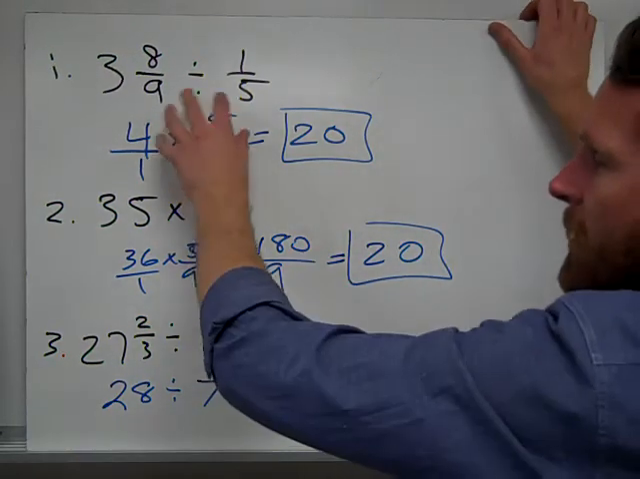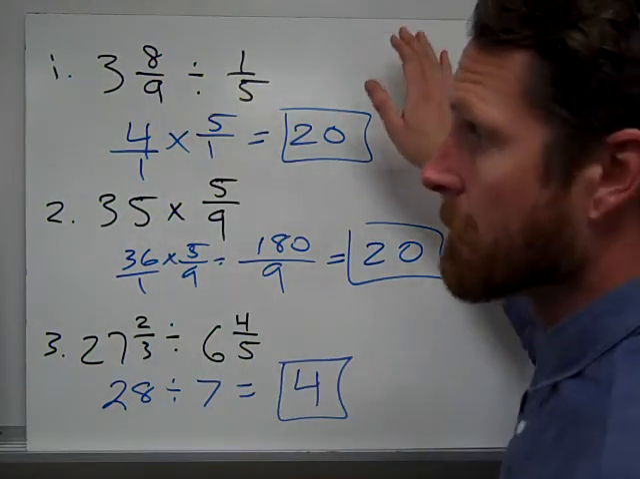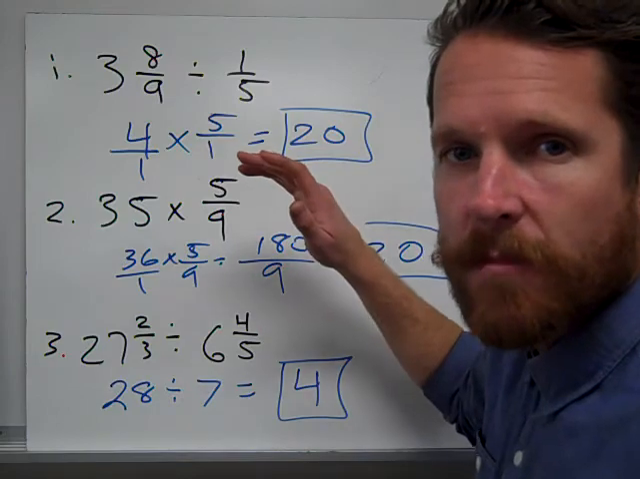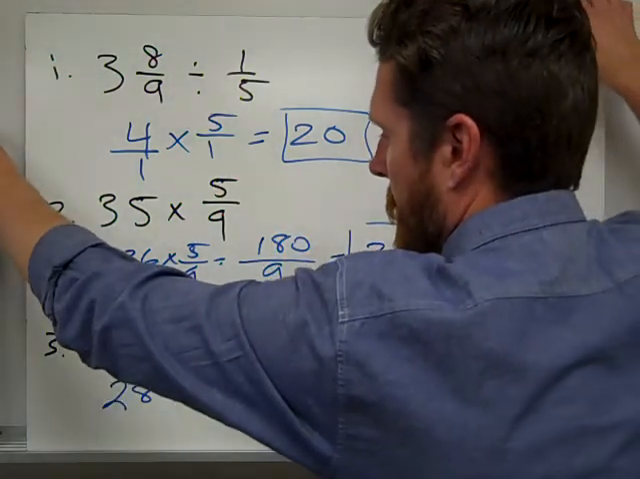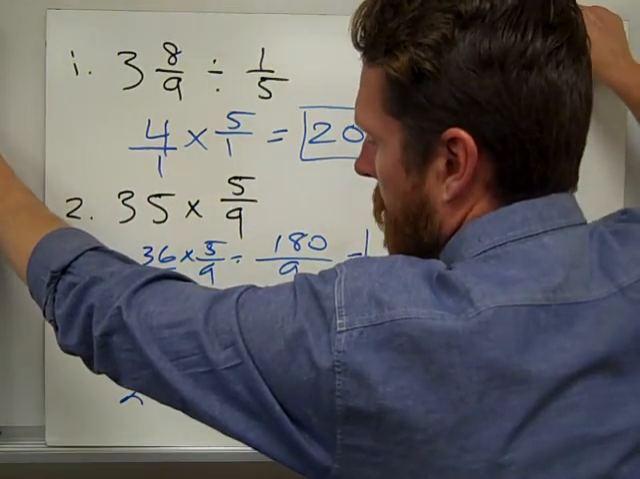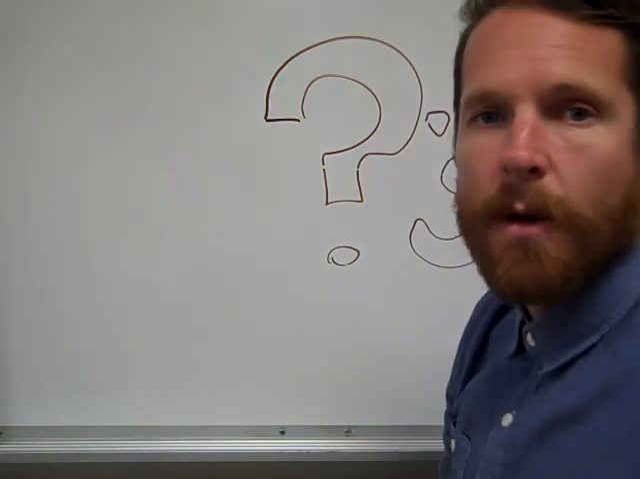So all I'm doing is trying to figure out the best way to solve these problems by estimating, by rounding or compatible numbers without getting remainders. That's the main key. So, questions? Write them down and I will help you in class.